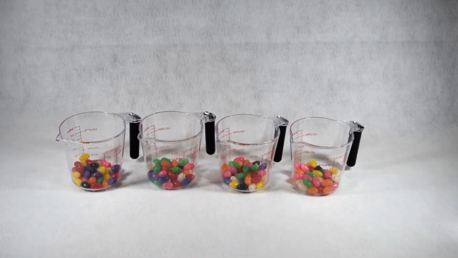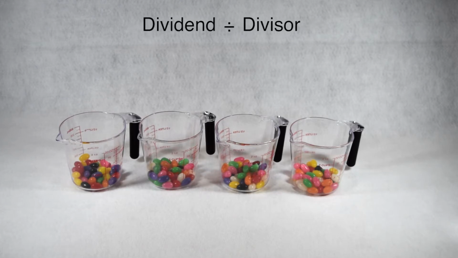When we solve that problem, we're not always going to be able to pour the jelly beans, so we have to be able to solve it mathematically. Our dividend tells us how much we have, which is 2 cups of jelly beans. Our divisor tells us how we're sharing it, which is amongst 4 people. Notice that means we're solving 2 divided by 4.